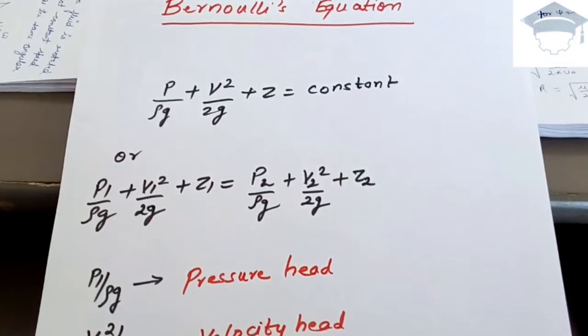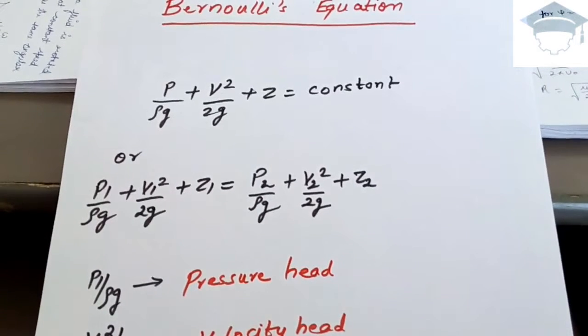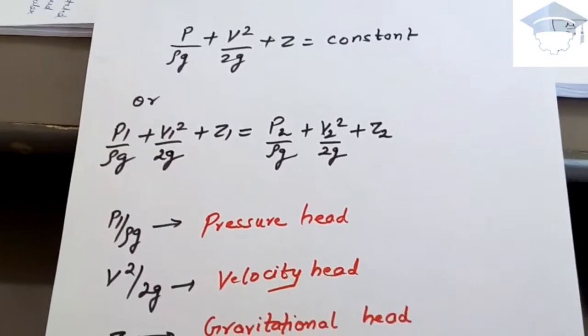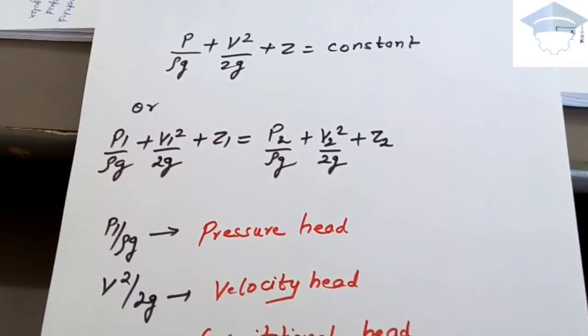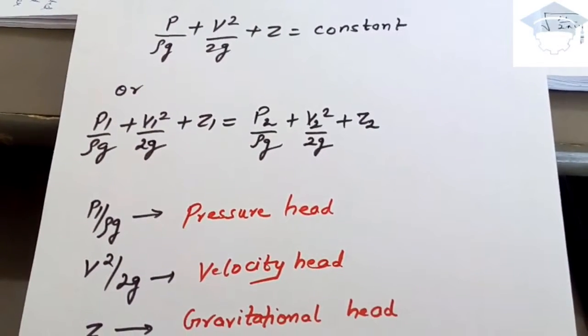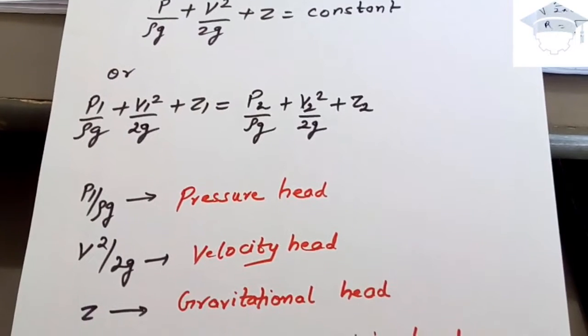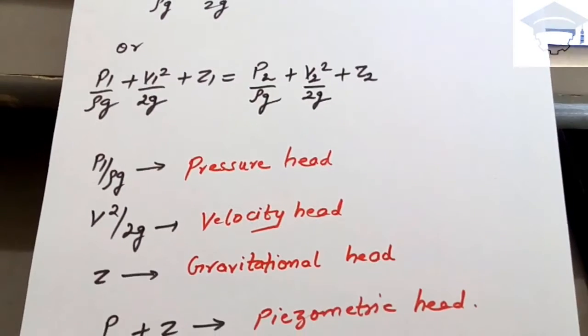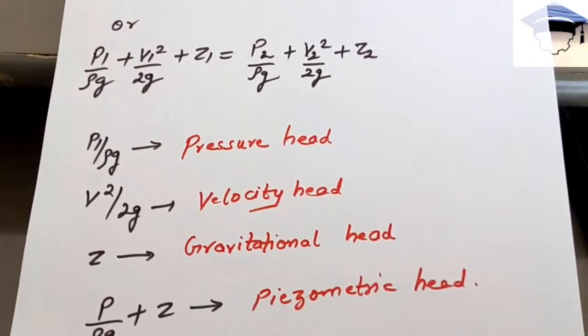Here the P by rho g term is known as pressure head, V square by 2g is known as velocity head, and Z is known as gravitational head. Also the summation of P by rho g plus Z, that is the summation of pressure head and gravitational head, is known as piezometric head.